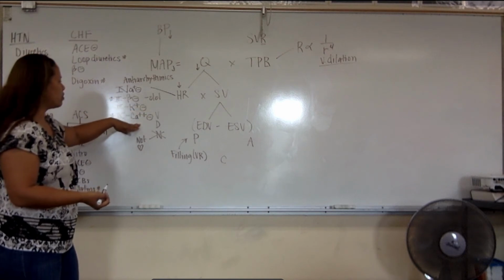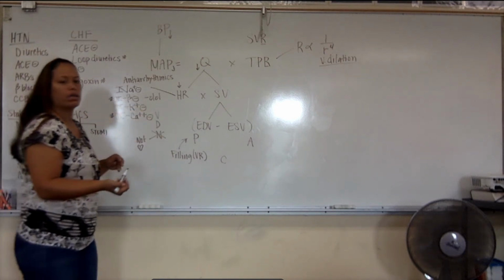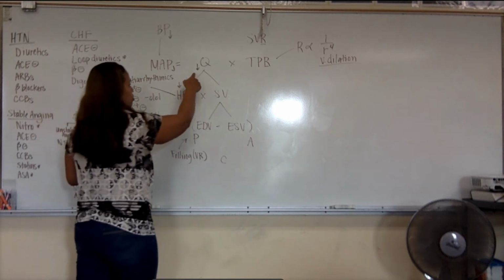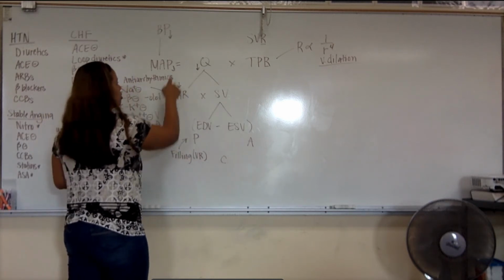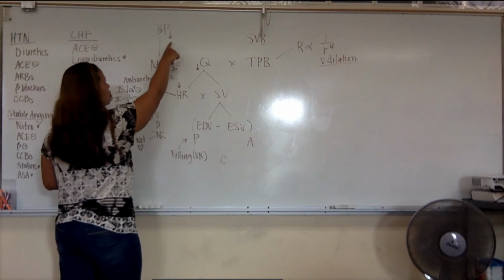So in effect, if I give you verapamil, what does it do to heart rate? Slows it down. What does it do to cardiac output? Slows it down. What does it do to mean arterial pressure? Slows it down. What does it do to blood pressure?